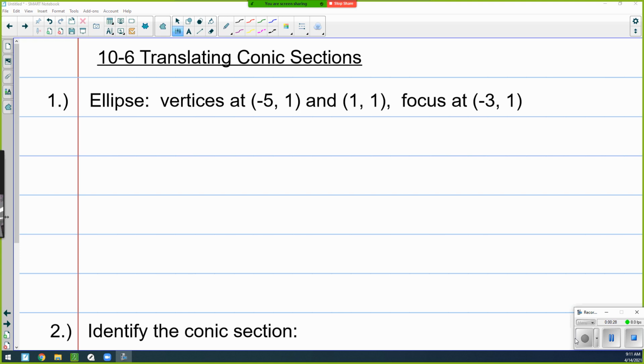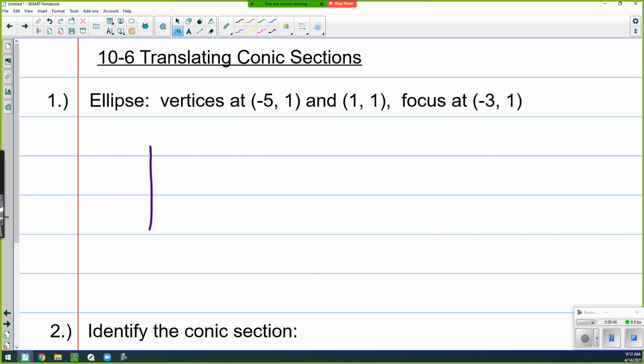All right, anyway, 10-6 translating conic sections. So we're going to begin with an ellipse that's been translated maybe to the left or to the right, maybe up or down. Before we can get a feel for how this ellipse has been translated or transformed from the origin, what we're going to do is make a really quick rough sketch.